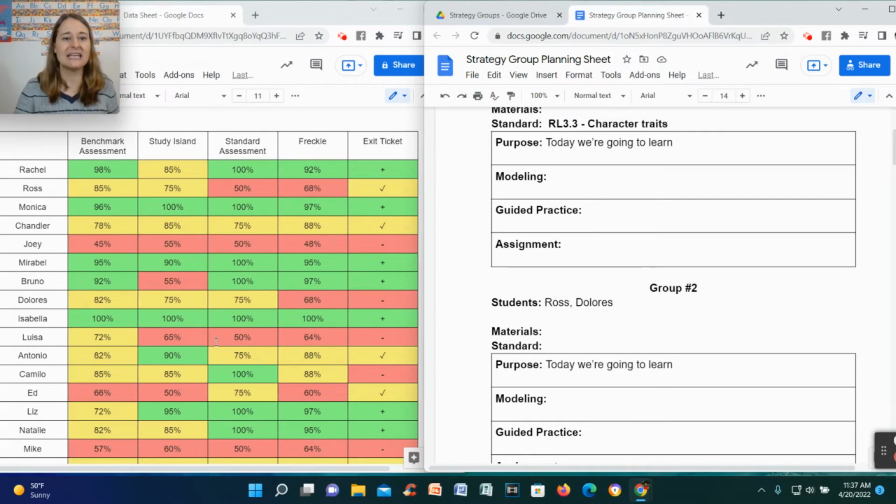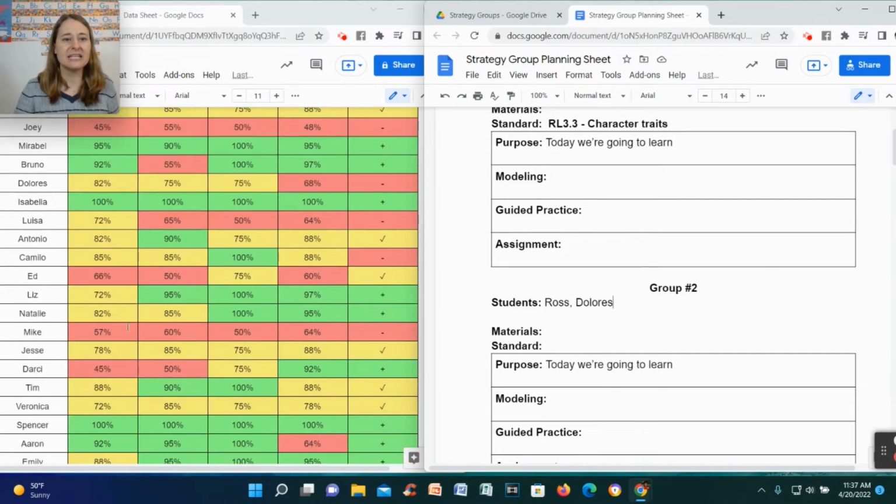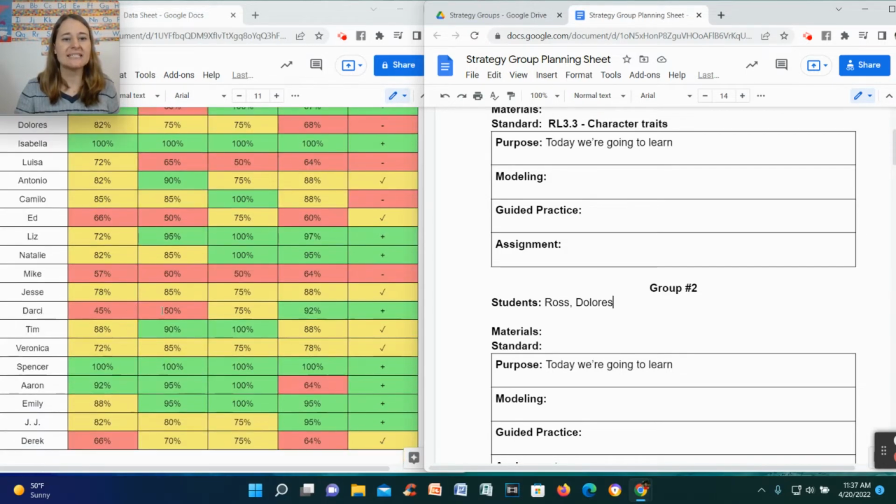Luis is already taken care of. Ed's already taken care of. Mike's already taken care of. Darcy here has some reds, a yellow. She's been making progress. You can see at the end here, she's in green. So she's definitely been doing better, but she didn't understand it over here. I might put her in this group only to check in with her.